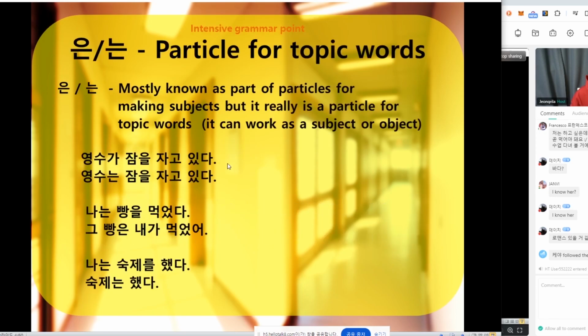Okay, and the next thing. This is a really challenging point. So this grammar point is for maybe intermediate learners, but if you're a beginner, it's okay. Don't be afraid of understanding this grammar point. Don't worry. So, 은는. Everybody knows about the particle 은는, right? We all know 은 or 는 is used like 이 or 가. So everybody knows about this term, like maybe it's for making subjects, right? However, actually, it's a little bit different from particles for making subjects. This particle 은 or 는 is for topic words. So mostly known as part of the particles for making subjects, but it really is a particle for topic words.